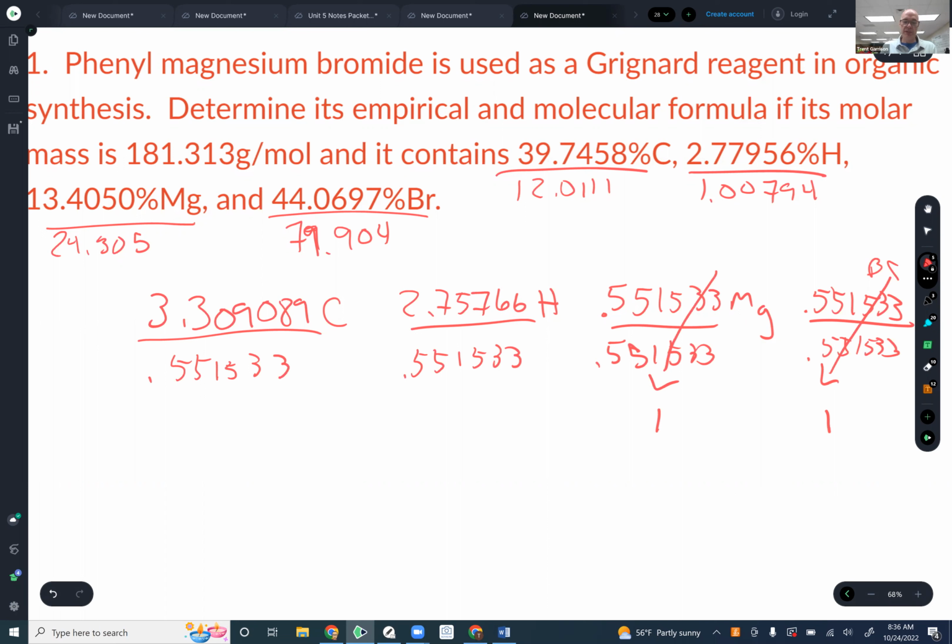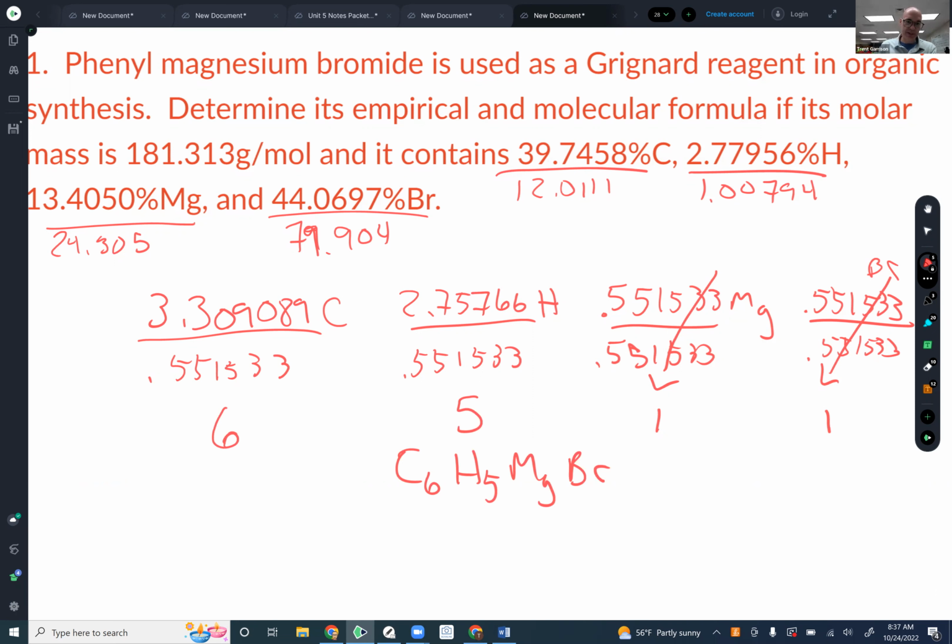But let's take the 2.75766 divided by 0.551533, and you get 4.99999. That's a 5. 3.309089 divided by 0.551533 is 5.9999. That's a 6. Okay, so we have whole numbers. So I've got C6H5MgBr. That is my empirical formula.